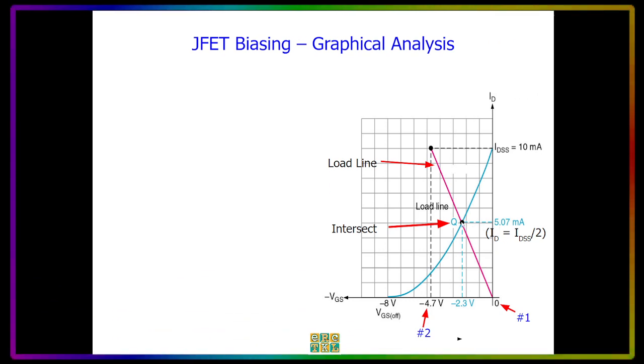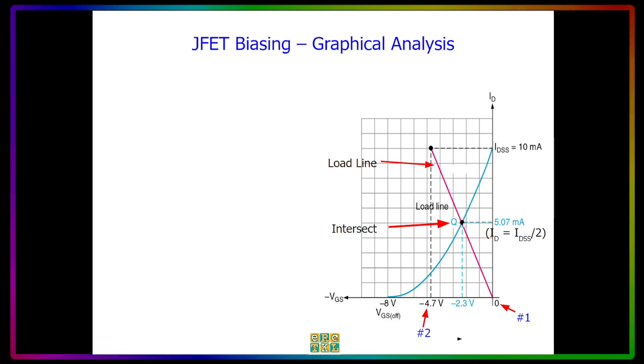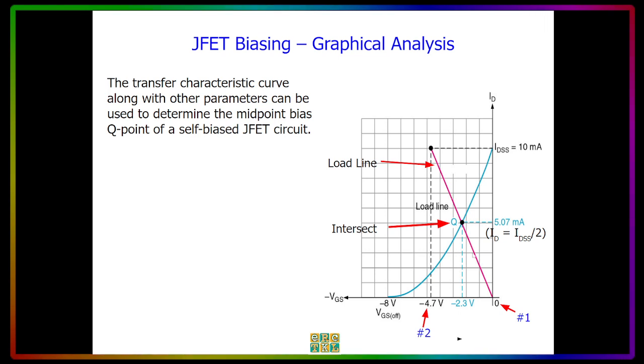Now, the ID that you will get here will just be IDSS divided by 2. So if this is 10, this is at around 5. And the point directly from this middle point to 0, the intersected value here, you will see is equal to negative 4.7 volts. And this is what we call the load line for our JFET.